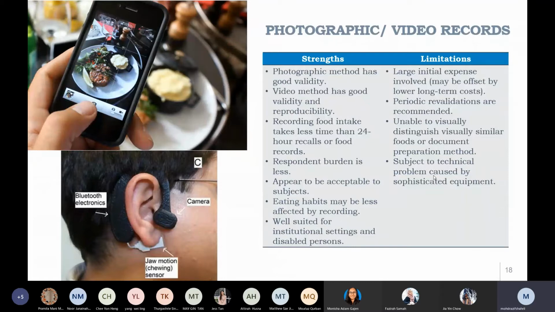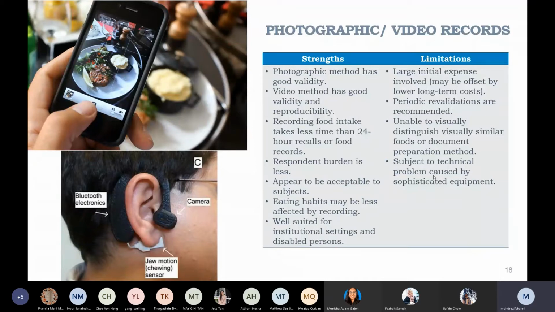Without you noticing them. So sometimes we take tidbits, chocolates that we tend to omit from what we call our food records, which will be recorded by the photographic method or video records, which have been placed like a button on your shirt. But there is some limitation for this method.